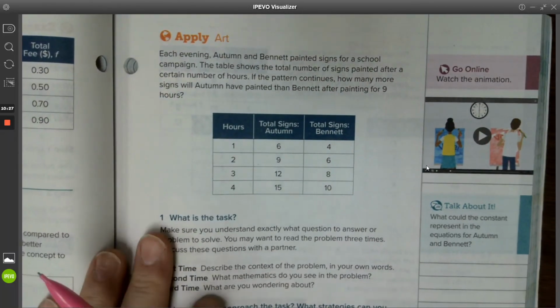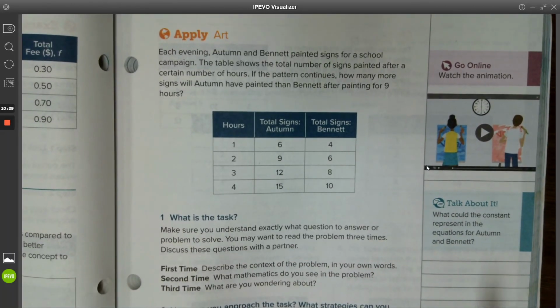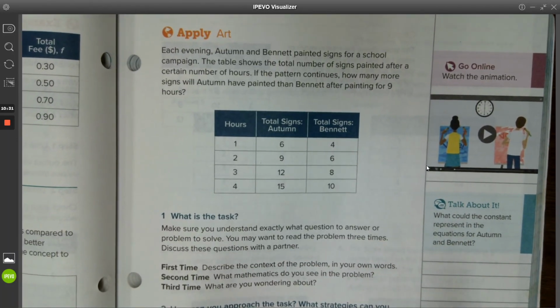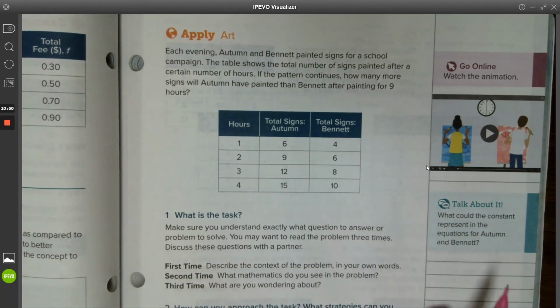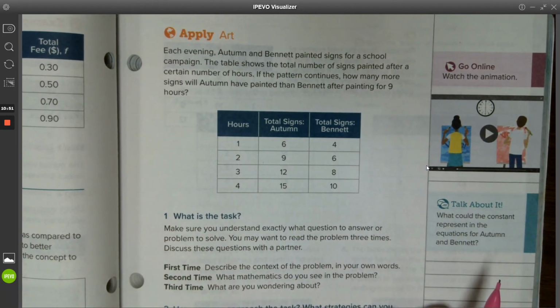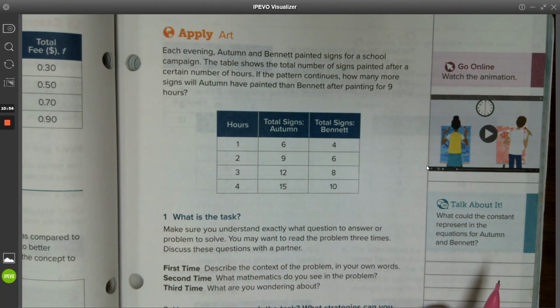All right, final problem here. Each evening, Autumn and Bennett painted signs for a school campaign. The table shows the total number of signs painted after a certain number of hours. If the pattern continues, how many more signs will Autumn have painted than Bennett after painting for 9 hours? So you're going to compare both of these and find it for 9 hours.